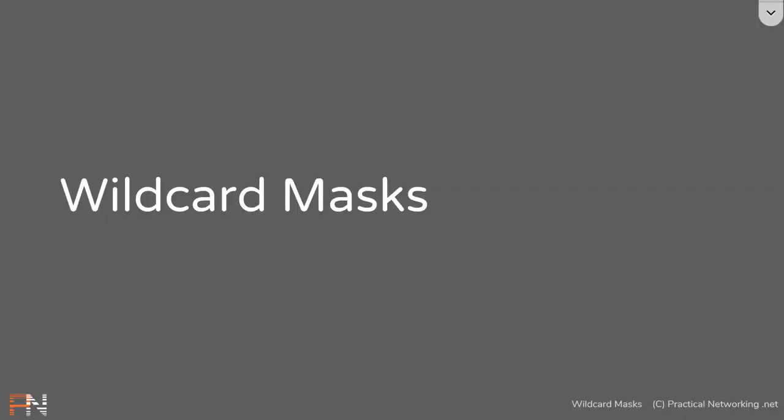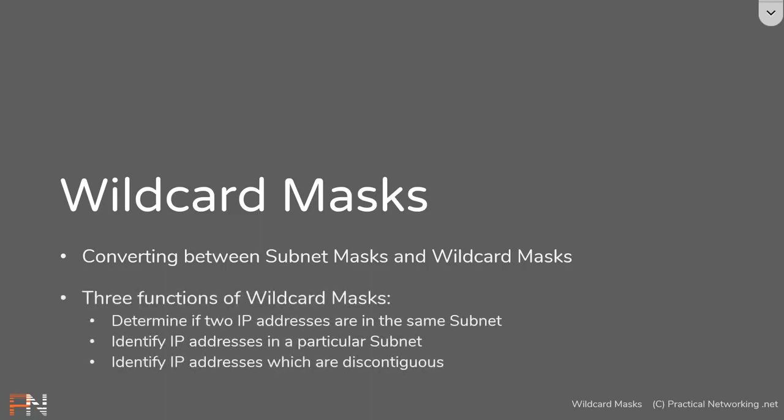To summarize, we talked about a few things in this lesson. First, we talked about how to convert between subnet masks and wildcard masks. Then, we went into a discussion of the three functions of wildcard masks. We talked about how wildcard masks allow you to determine if two IP addresses are in the same subnet, and wildcard masks can also help you identify IP addresses in a particular subnet. We mentioned that these two things can also be done with regular subnet masks and regular CIDR notation. The thing that is unique to wildcard masks, however, is this third one, which is that wildcard masks allow you to identify IP addresses which are discontiguous, and the ins and outs of how that works will be the focus of another video.